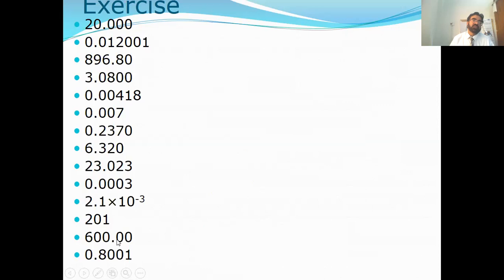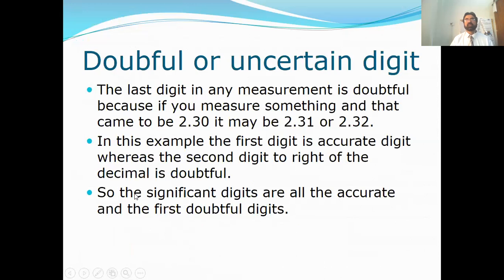and 600.00, all these are significant because these two zeros before the decimal point and after the decimal point are not the initial or leading zeros. They come after 6 and there is a point. So all these are significant. 0.8001, the two zeros are significant while this zero is non-significant.